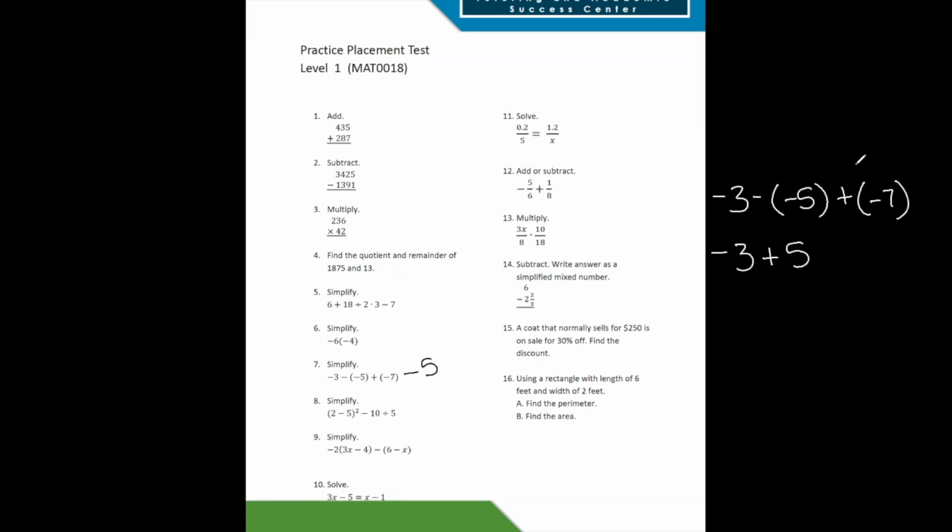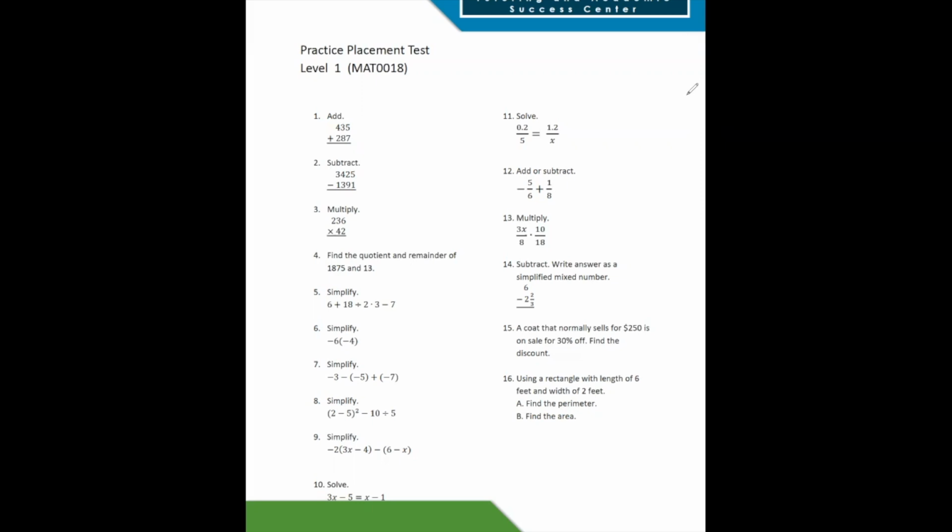Then as I move to the right, I have plus negative 7, and that can get really confusing if you have more than one sign. So instead of saying plus a negative, I'm just going to make that minus 7. From here, I'm just going to move left to right. Negative 3 plus 5 is 2, and then 2 minus 7 would give me negative 5.